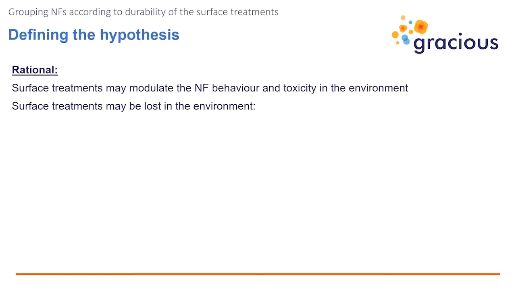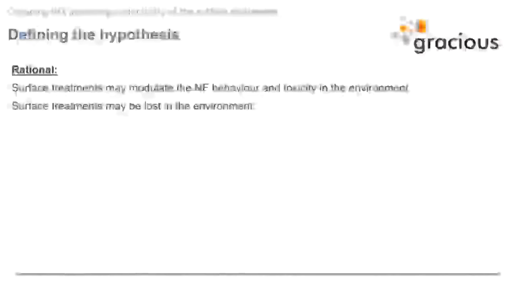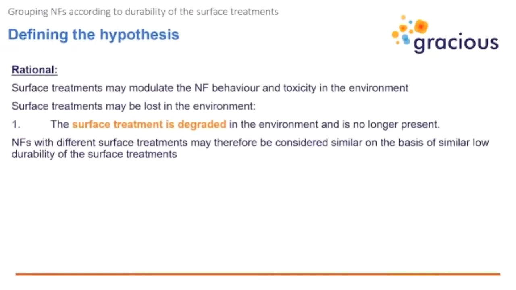So first of all, we have to define our hypothesis. Well, we know that surface treatments may modulate the nanoparticle behavior and toxicity in the environment. However, we also know that these surface treatments may be lost. And in this case, if we have a surface treatment which is degraded in the environment, and it is no longer present at the surface of the material, that would allow nanoforms with ostensibly different surface treatments to therefore be considered similar on the basis of a similar low durability of these surface treatments. So they no longer are involved in driving the fate and hazard of these particles.